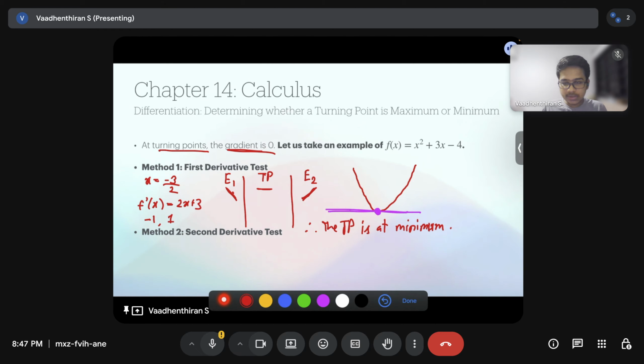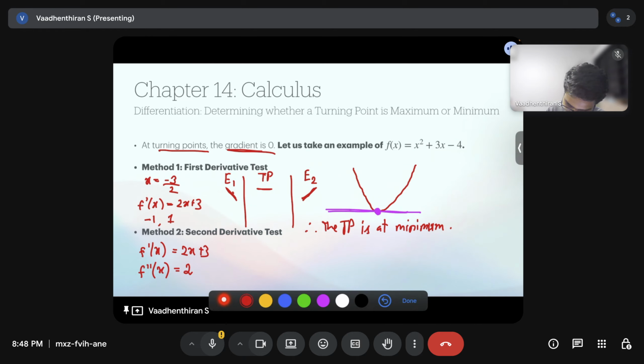And the second derivative test is a more straightforward method than this, because here you have a long method. You need to solve for all the gradients and then check for the extremes also. So the second derivative test is basically what you do is you do f dash x first. So you get 2x plus 3, and then you differentiate it again, f double dash x, which makes it 2.